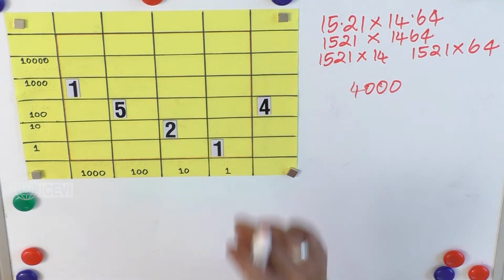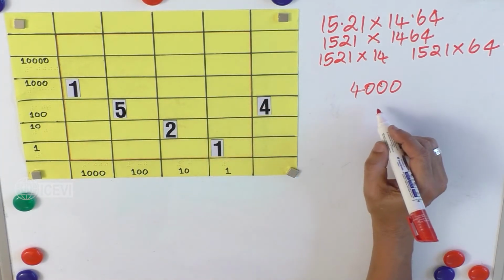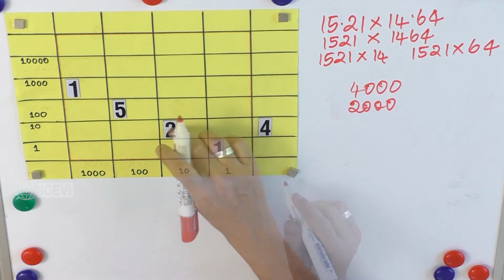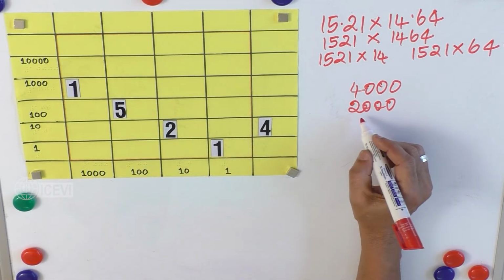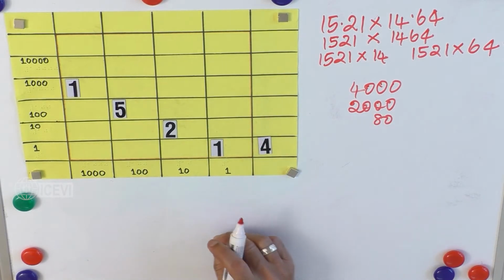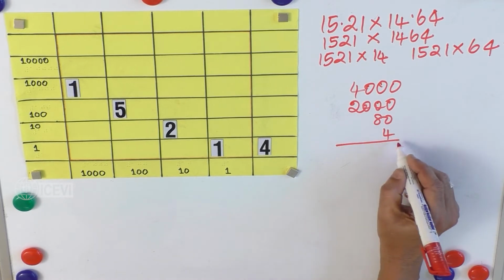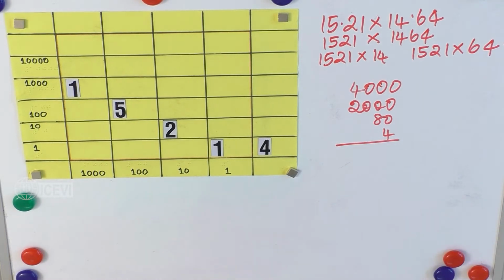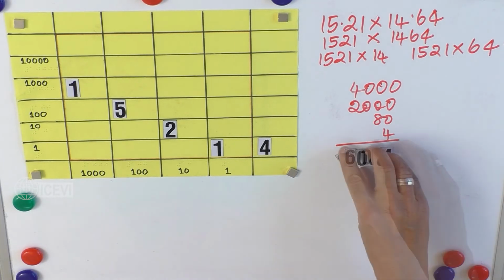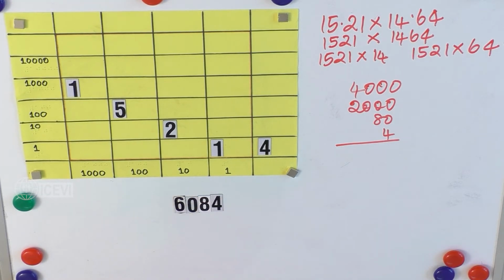Now you move it to the 100th column. So that is 500 multiplied by 4, that is 2000. Then move it to the 10th column. That is nothing but 20 multiplied by 4, that is 80. Then take it to the unit column, that is 4. So the value is 6084. Now you keep it separately, that is 6084.